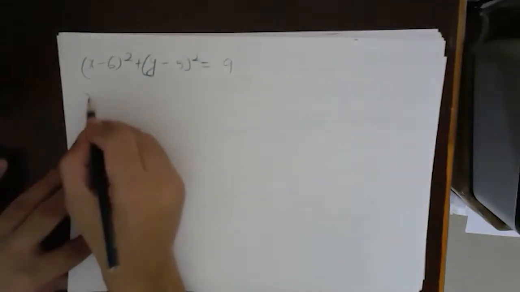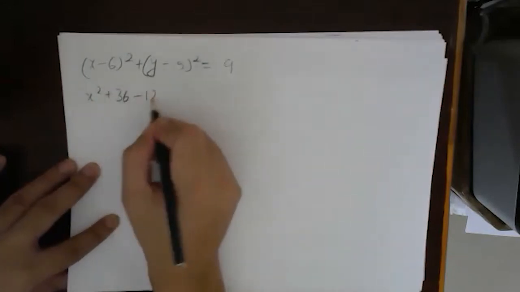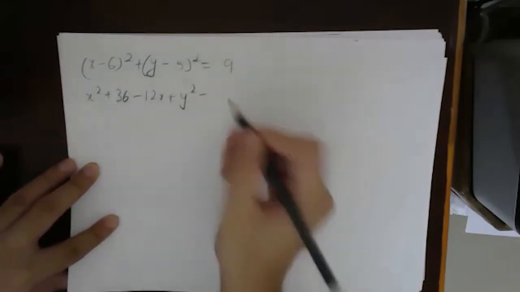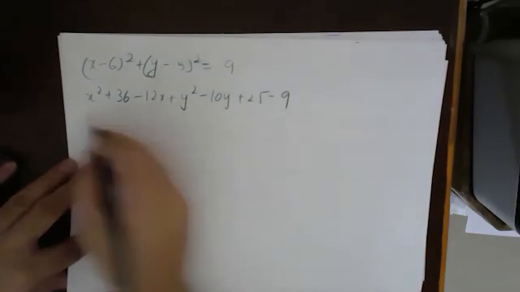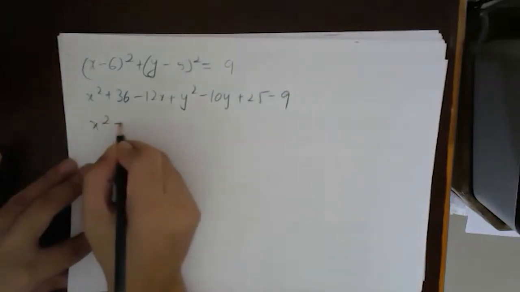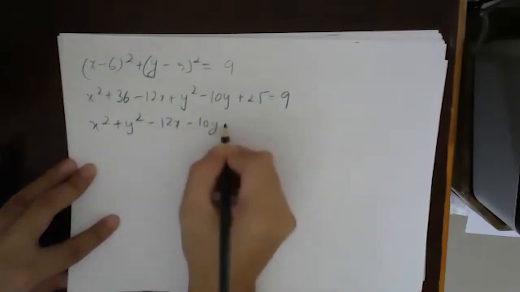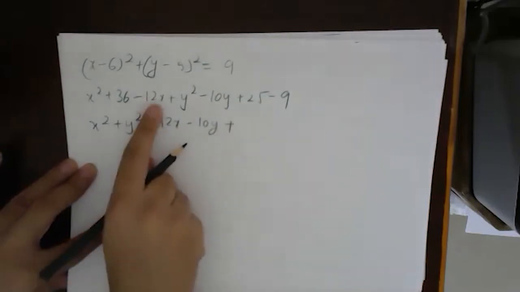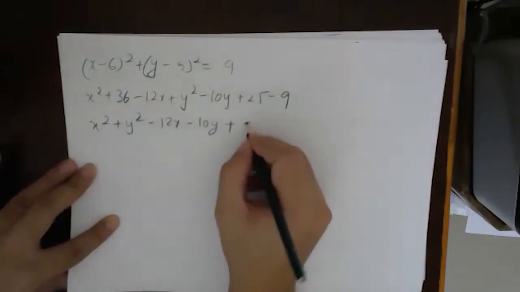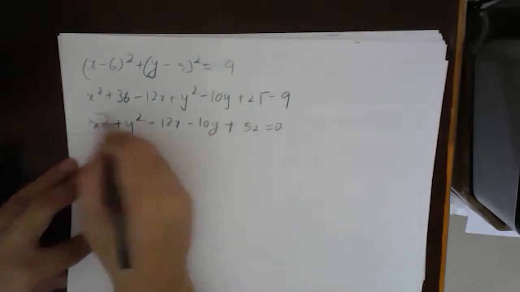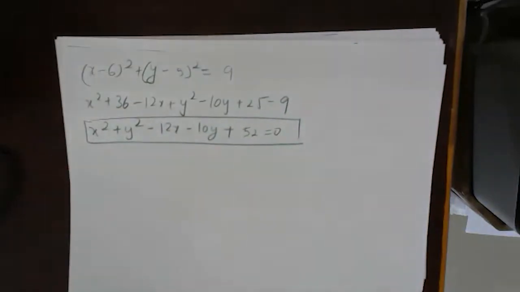Understood? So this is x square plus 36 minus 12x plus y square minus 10y plus 25 equals 9. Let's simplify this. This will become x square plus y square minus 12x minus 10y plus 36 minus 9 plus 52... equal to 0. Okay, so this is the required equation of the circle.